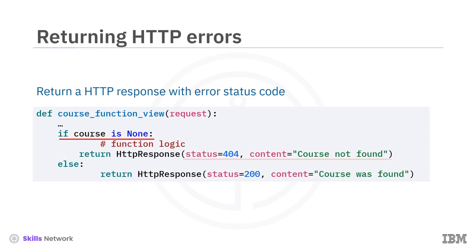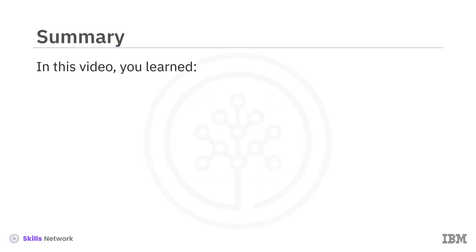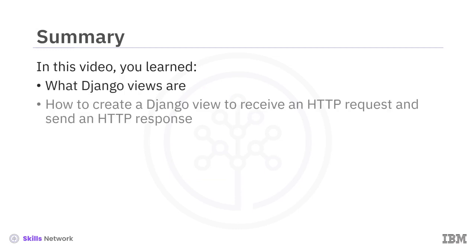The HTTP error response can be returned by adding an error status, such as 404 not found, to the status argument of the HTTP response constructor, along with the content, such as an error message or an error HTML page. If the course can be found, a 200 OK status code can be used with a successful message or HTML page. In this video, you learned what Django views are and how to create a Django view to receive an HTTP request and send an HTTP response.